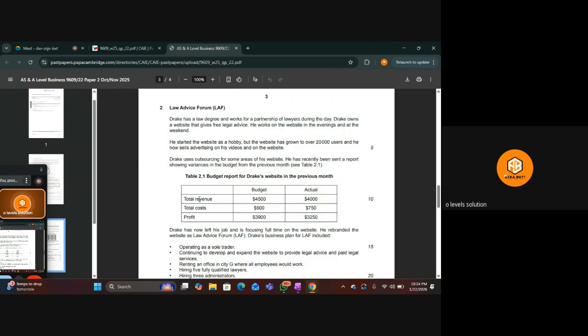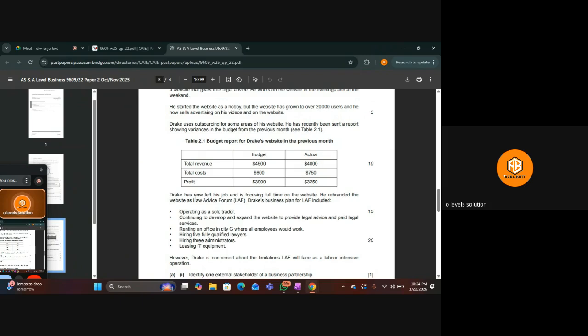So basically, total revenue, which he estimated he would earn, should be 4,500, but actual revenue is 4,000. Total cost he estimated would be 600, but this is 750. Profit he estimated would be 3,900, but this is only 3,250.